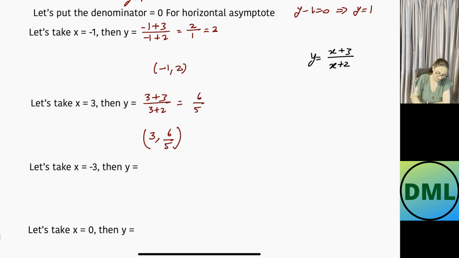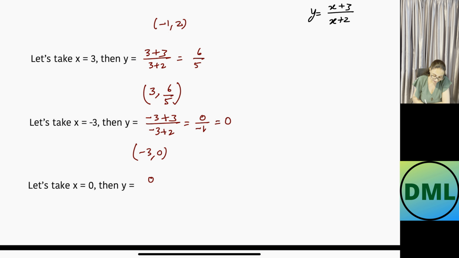Let's take the value x equals minus 3 here. y will be written as (minus 3 + 3) over (minus 3 + 2), which will be equal to 0 over minus 1, which equals 0. My coordinate will be (minus 3, 0). Let's take x equals 0 here. Then y will be written as (0 + 3) over (0 + 2), which will be written as 3 over 2. My value will be (0, 3/2).